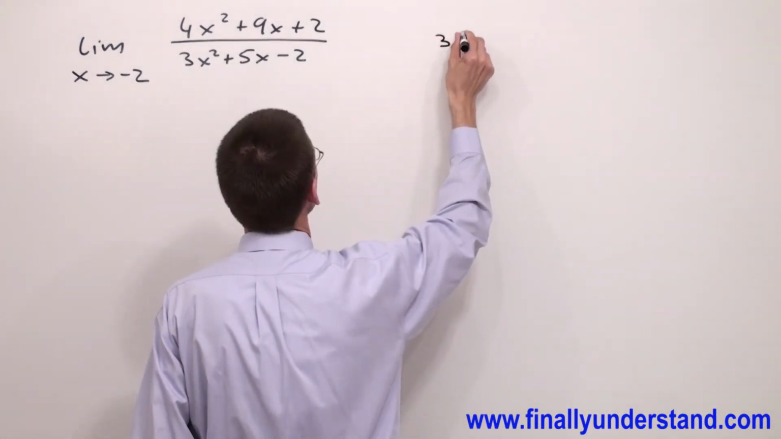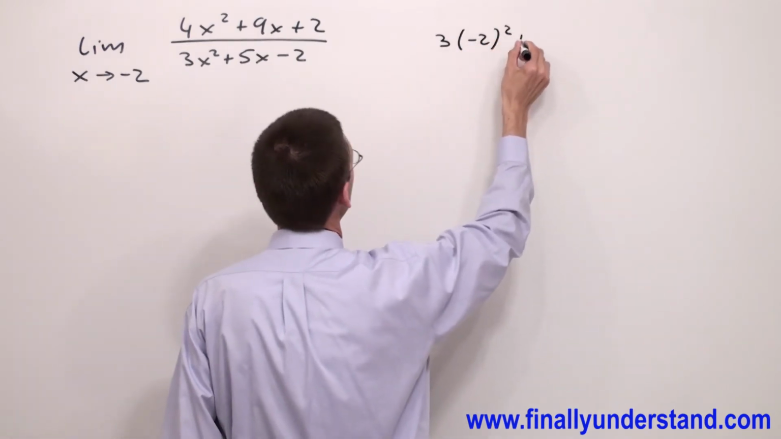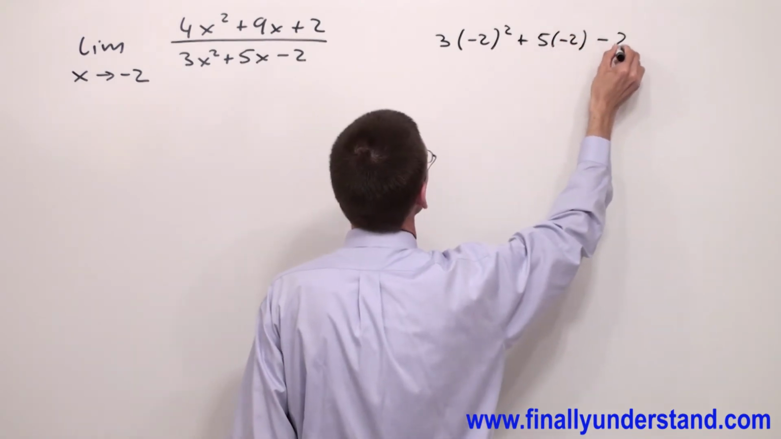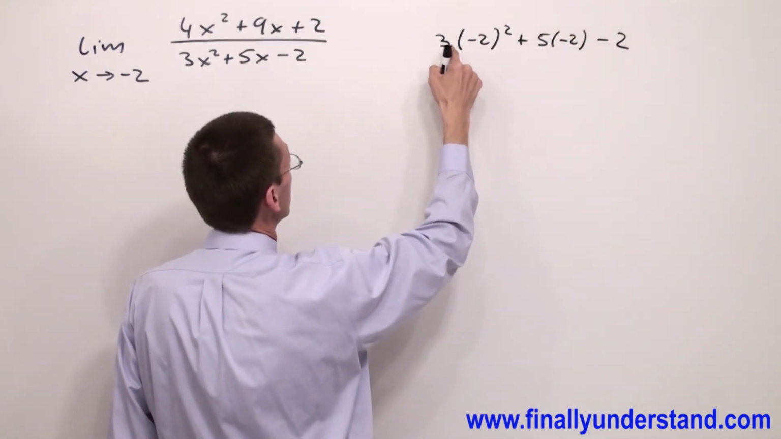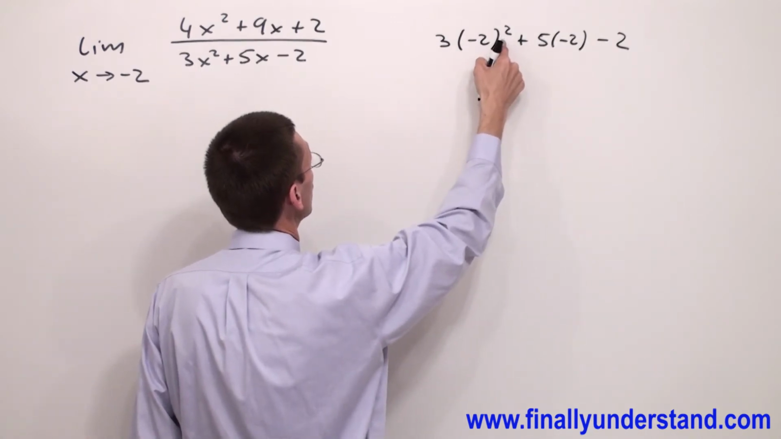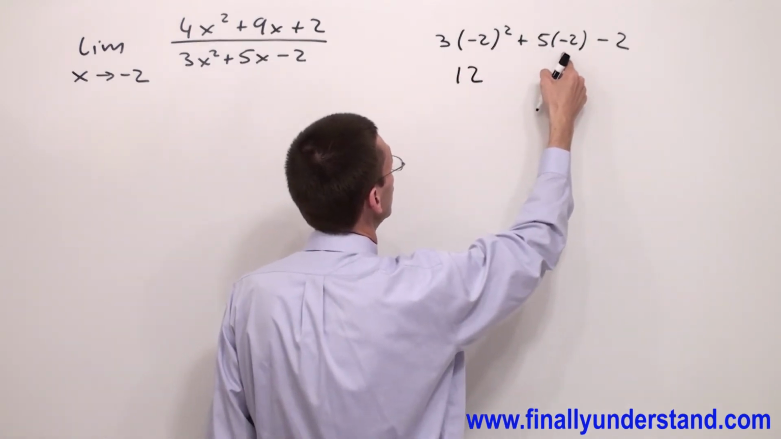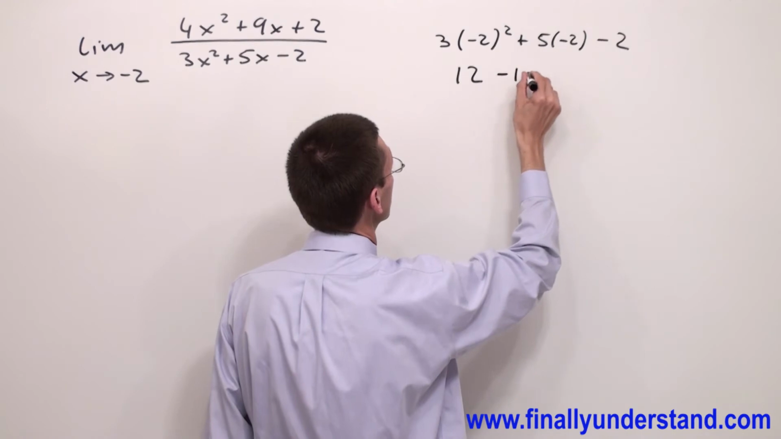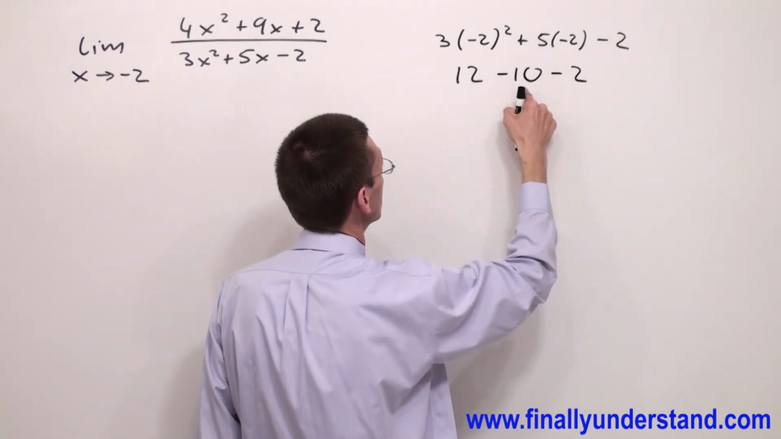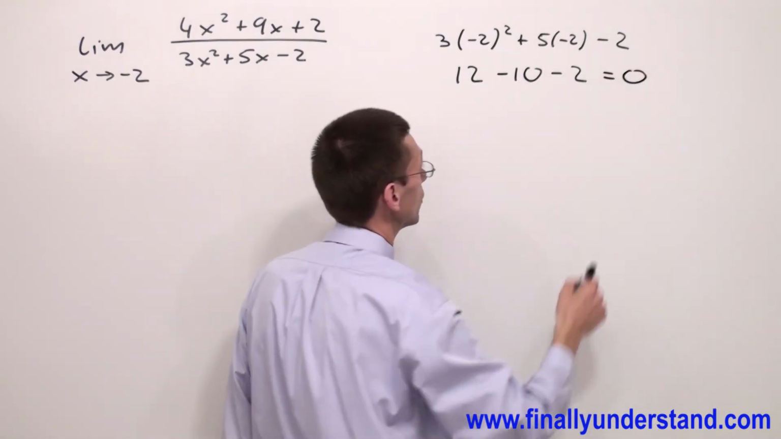So I have 3 times negative 2 squared plus 5 times negative 2 minus 2. Negative 2 to the second power is equal 4. 4 times 3 gives me 12. 5 times negative 2 is equal negative 10, minus 2. 12 minus 10 is 2. 2 minus 2 is equal 0.